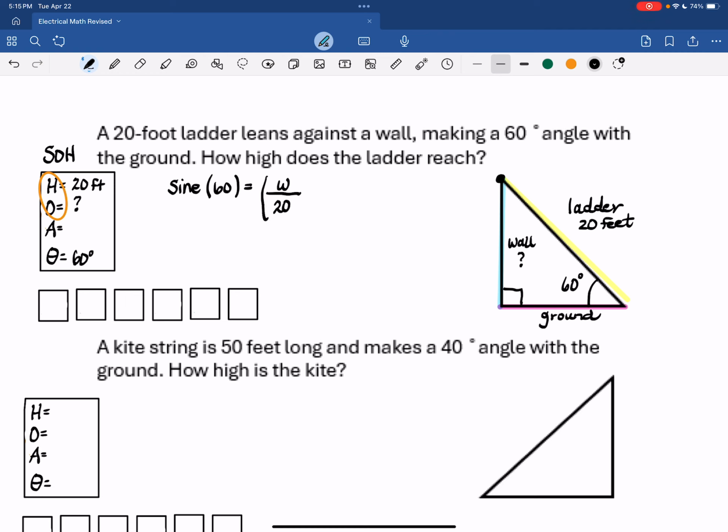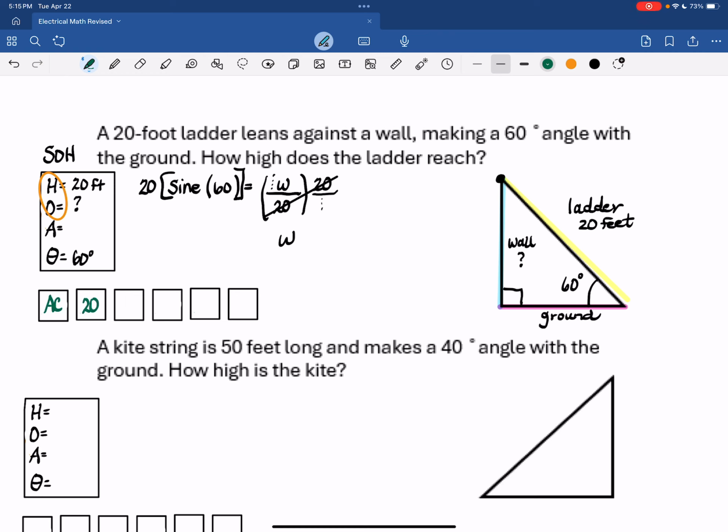And then we need some algebra. I'm using the reciprocal of W over 20. I'm using the 1 over 20, flipping it upside down to get 20 over 1. And then I have to do that same thing on this side. Those will cancel. I'm left with W equals, where's my calculator? 20. So the calculator steps will be all clear.